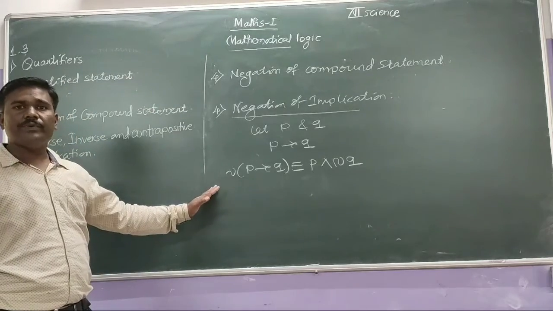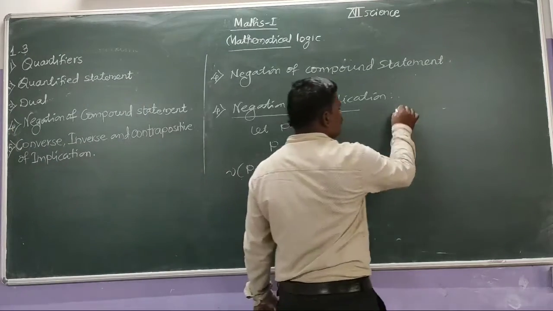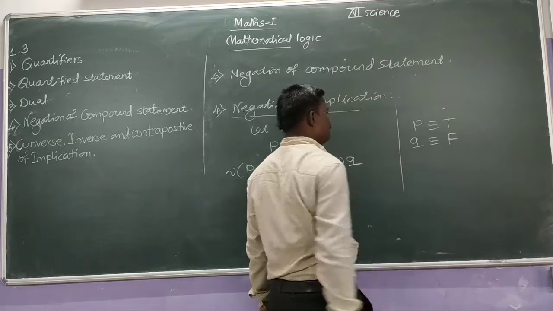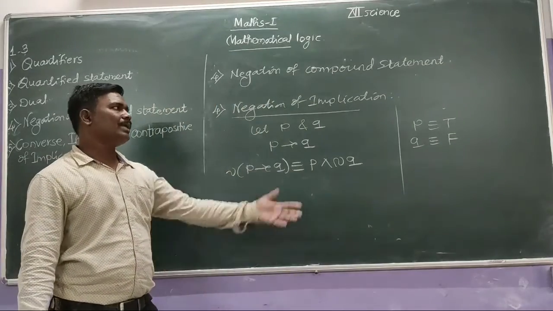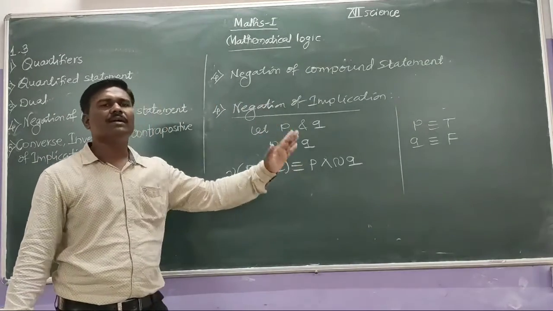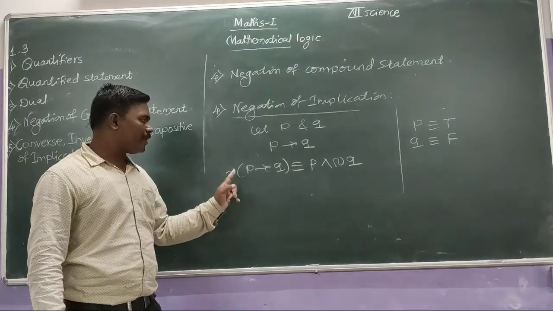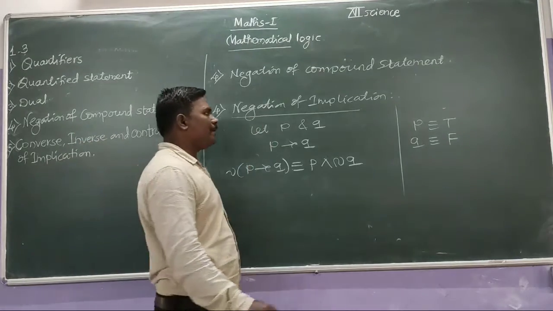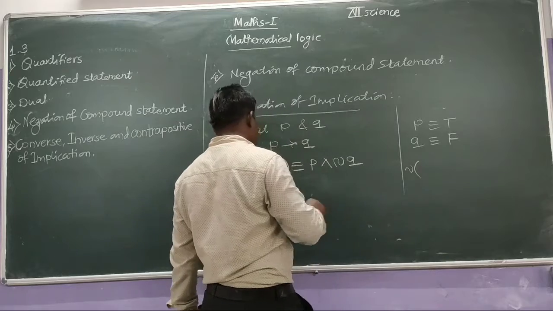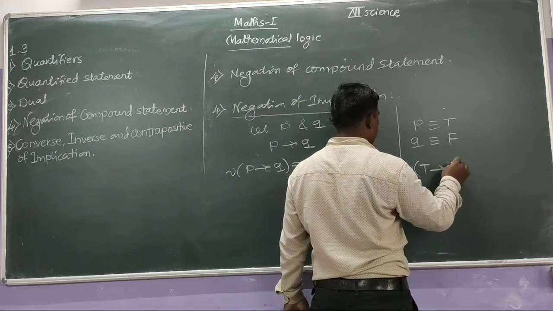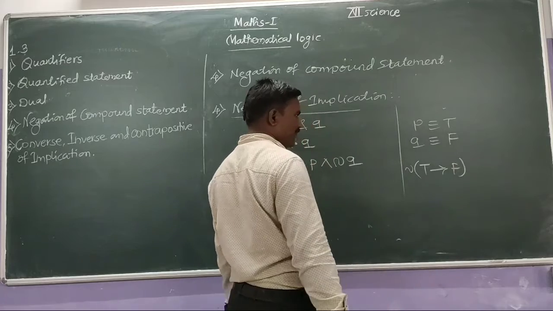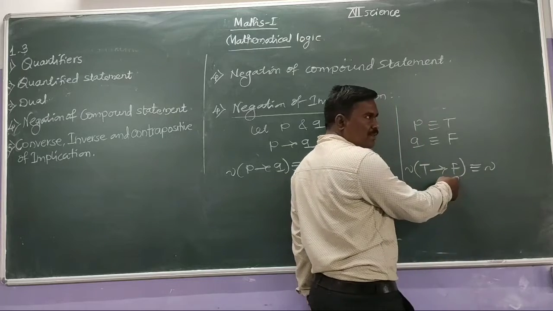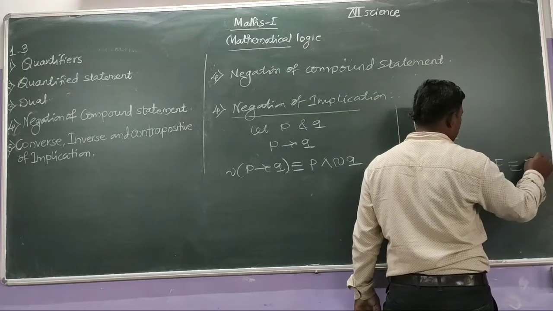We can also verify this. See here, for example, P is true and Q is false. We took P as true and Q as false. From this, or any compound statement example, if we substitute the values of P and Q, we can take true or false anything. Therefore negation of P implies Q, that is true implies false, which is equivalent to negation of true implies false, that is false, and negation of the false.